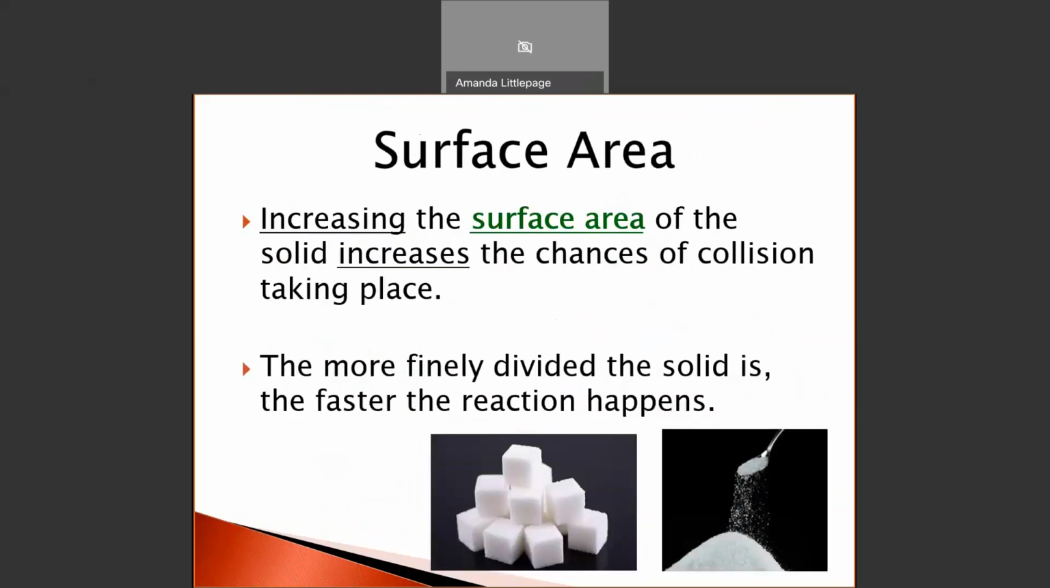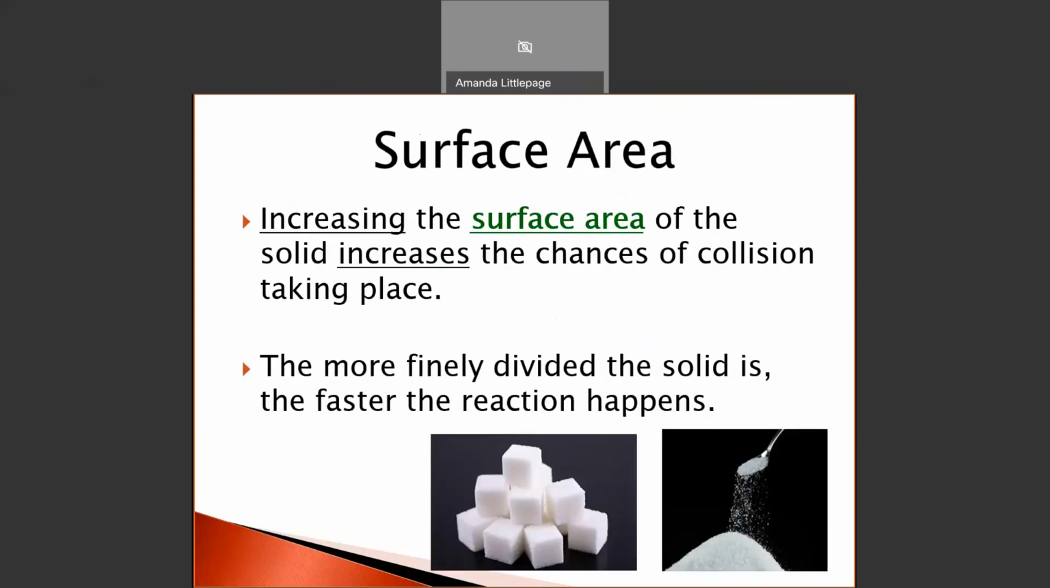Surface area, this is the third thing, and this seems where students typically have the most issues. If you increase the surface area, you increase the chance of collision taking place. Surface area basically represents how much area of an individual particle there is to come into contact. So the more sides or the more pieces of something there are, the higher the surface area will be. And the more surface area, the faster the reaction occurs.